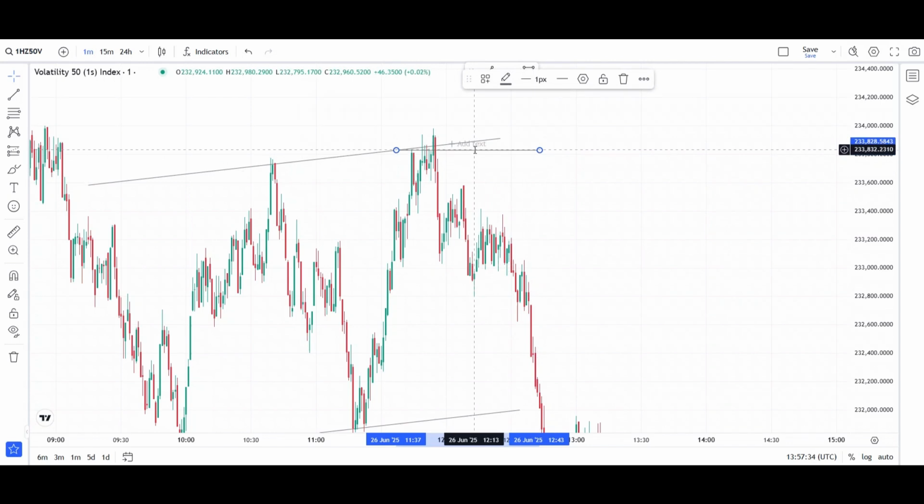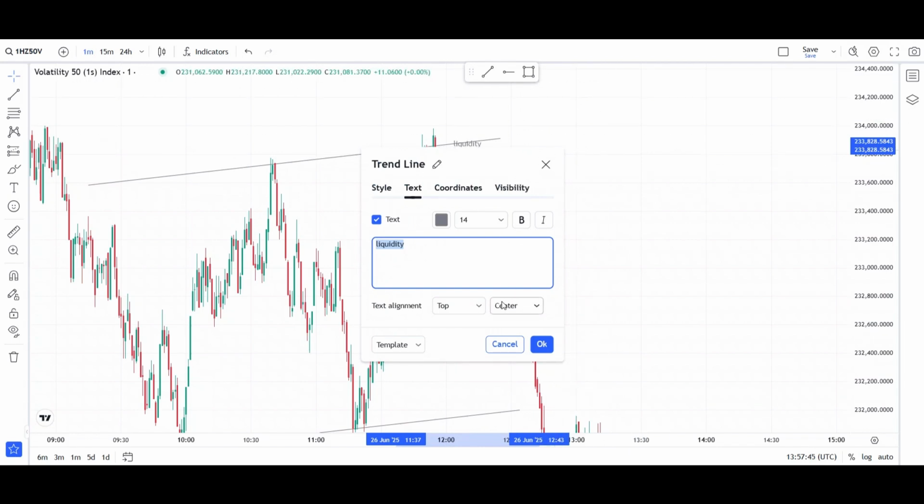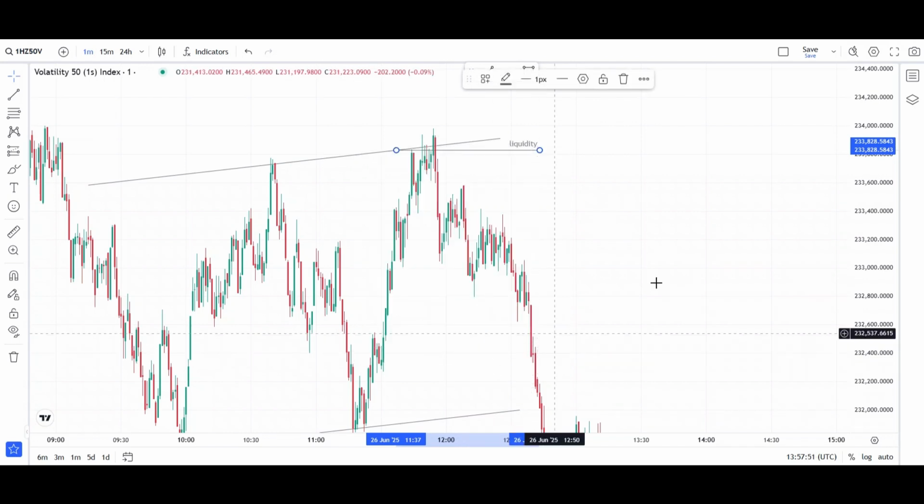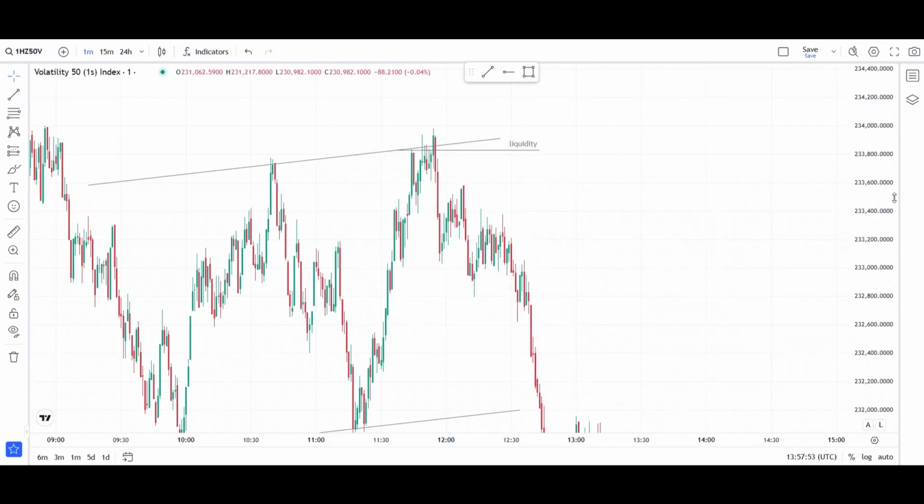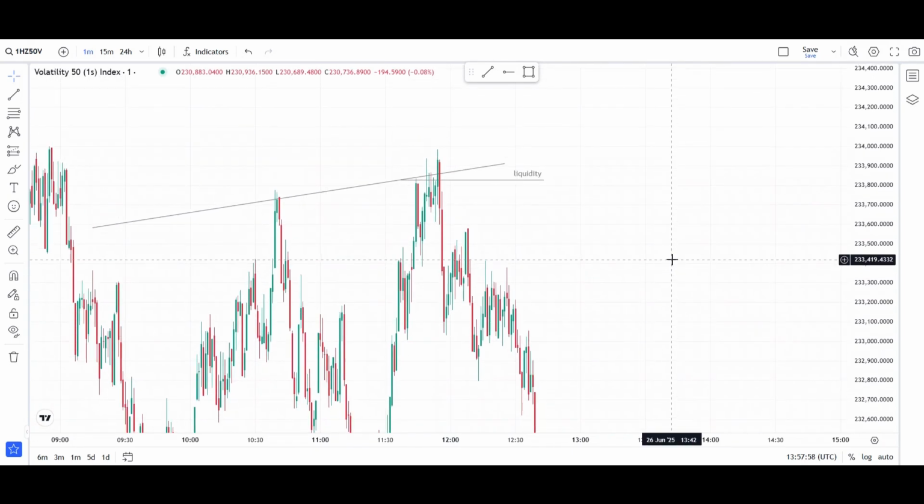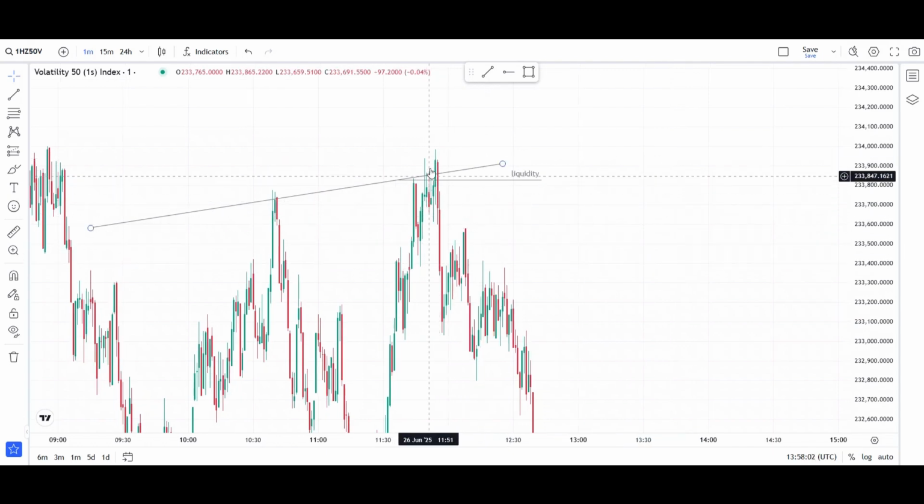You can write liquidity, right? Okay, let me fix so that I can also write. So yeah, you can just write it as liquidity because you want the market to exhaust itself before you want to go in, right? You don't want to just come in and now you're the liquidity.